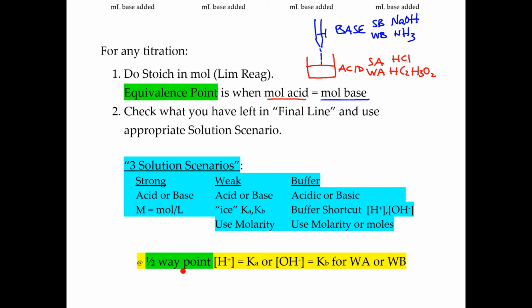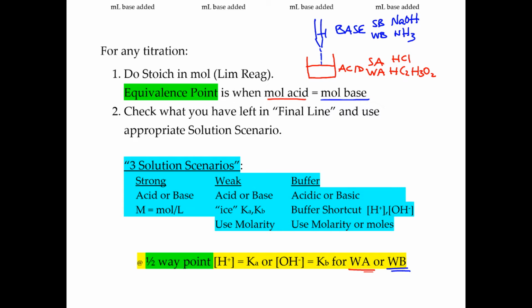Regardless of which point of the titration you are at, the final line of your stoichiometry moles is going to tell you what you have left. Do you have a strong acid or base, do you have a weak acid or base, or do you have a buffer? And you're going to apply the appropriate calculation for that.